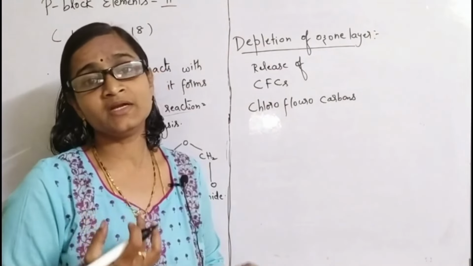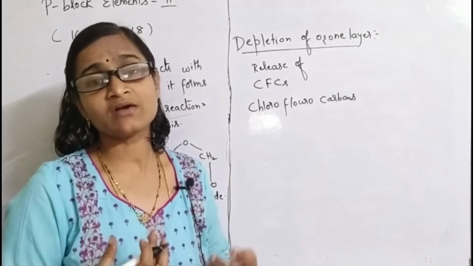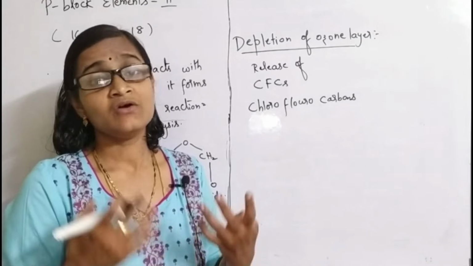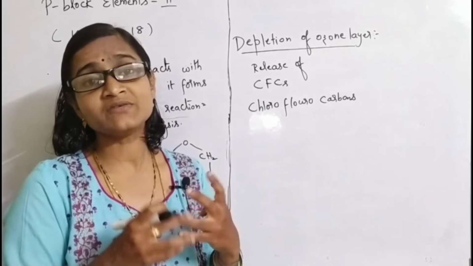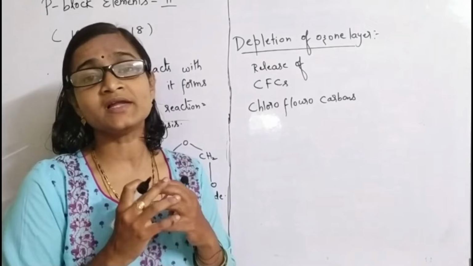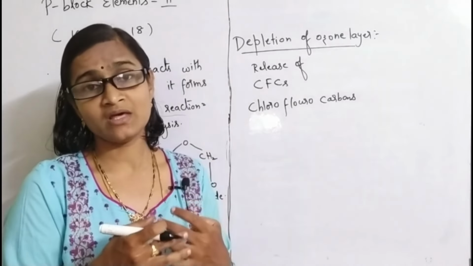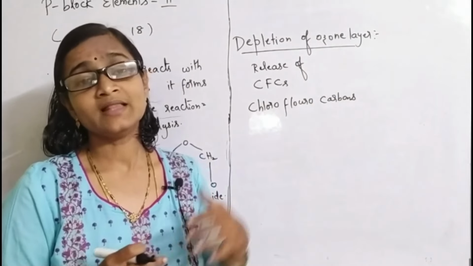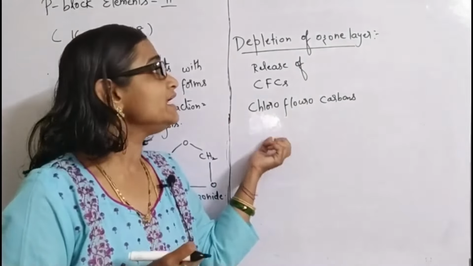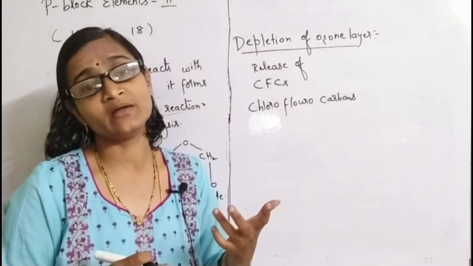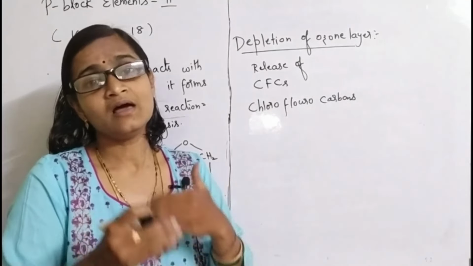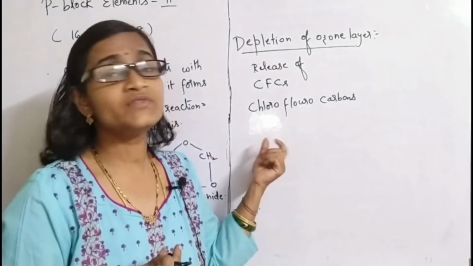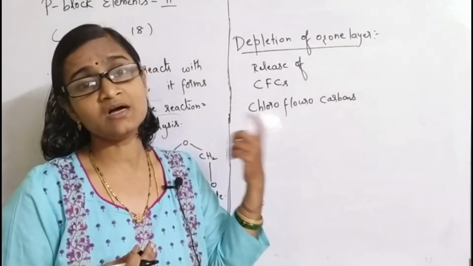It is for our comfort zone. We use AC in our houses, air conditioners, refrigerators, and there is a compressor in them. By using that compressor continuously for a long time, they release chlorofluorocarbons into the atmosphere. That chlorofluorocarbons leads to the depletion of the ozone layer. It is forming holes because of the release of these poisonous gases into the atmosphere.